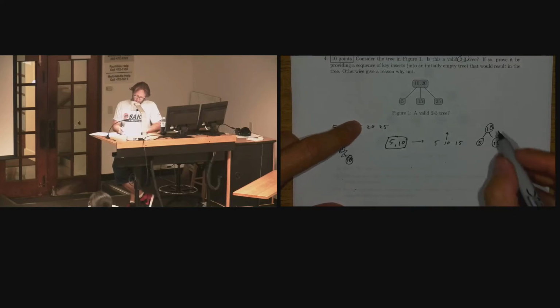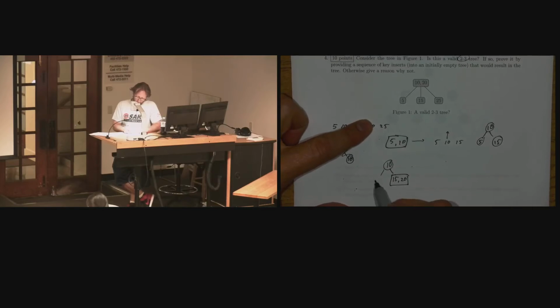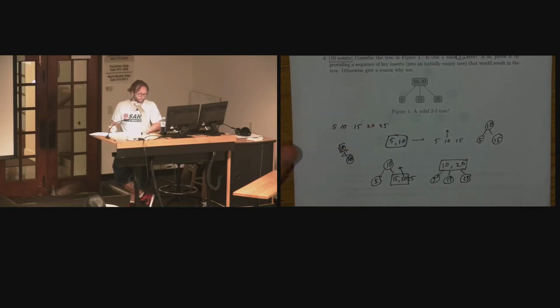Then we insert 20. It gets inserted over here, and that becomes 10, 15, and 20. And then we insert 25. Oh, 5 is over here. And then we insert 25, and that's over full temporarily. Which one do we promote up? 20. And so we've got 10 and 20. And 5, 15, and 25. There we go.